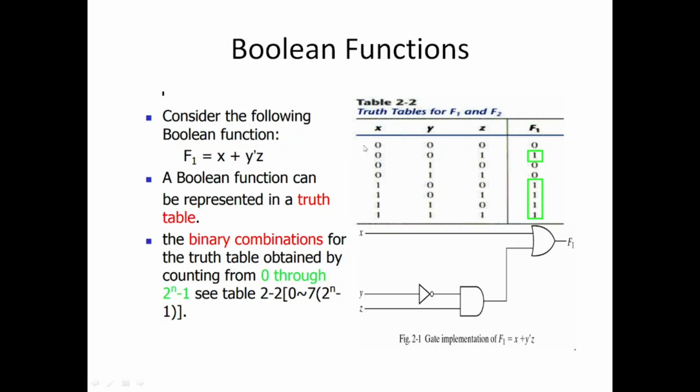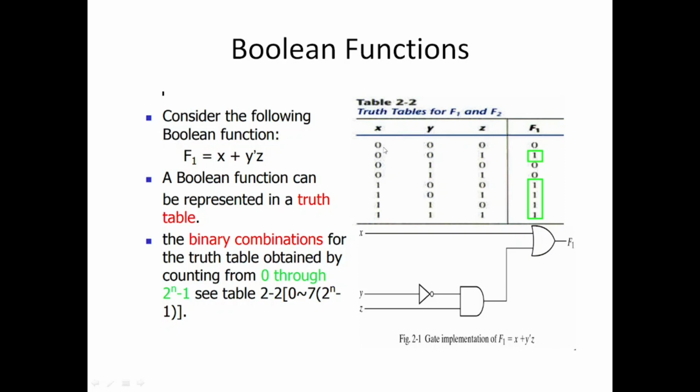Why are we considering 3 bits? Because here the number of inputs is 3. So we have to consider 3 bits. From 0 to 7, there are totally 8 values.